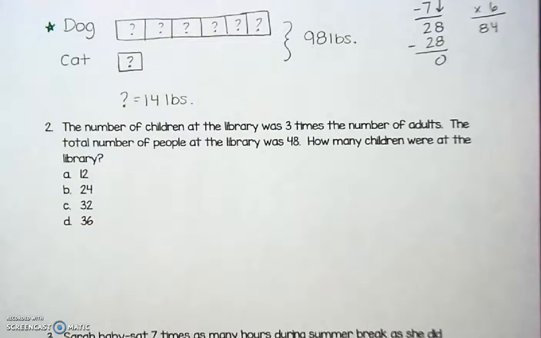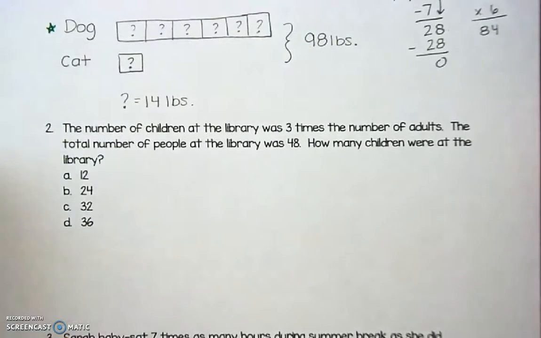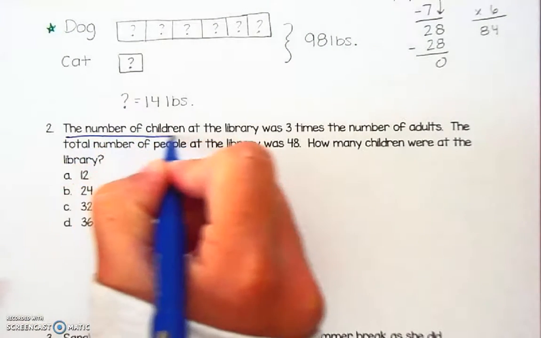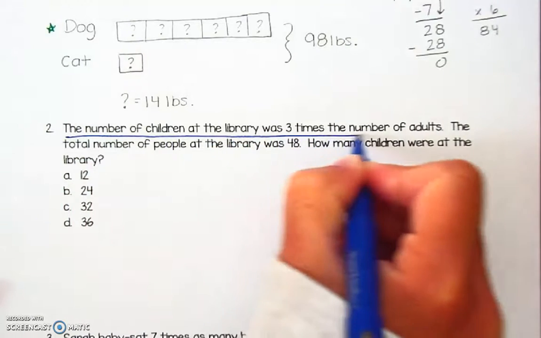This one says, the number of children at the library was 3 times the number of adults. The total number of people at the library was 48. How many children were at the library? So again, let's go line by line.